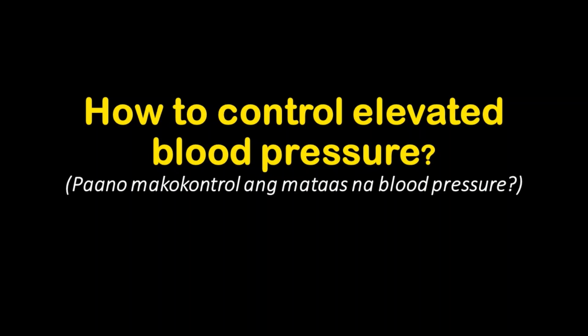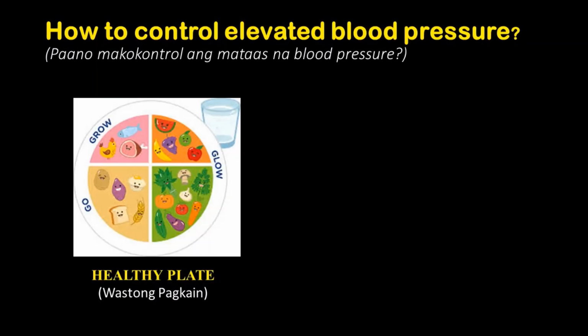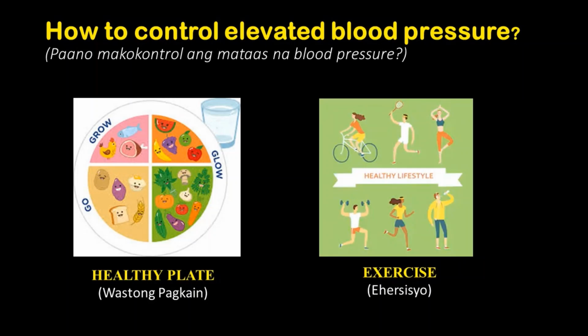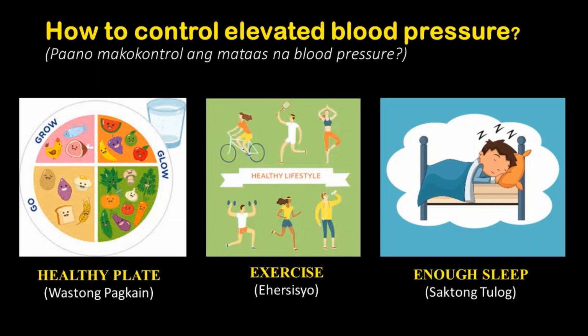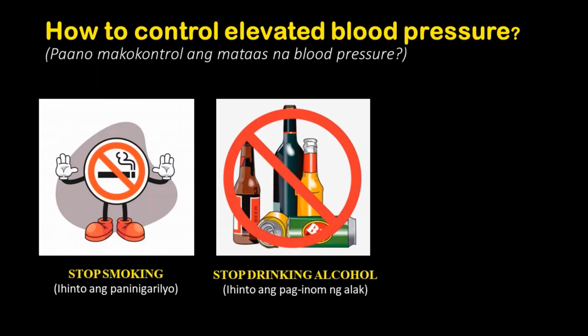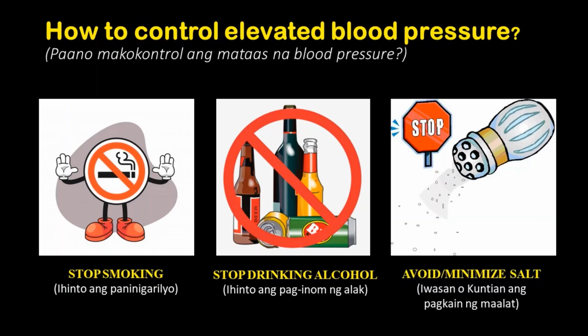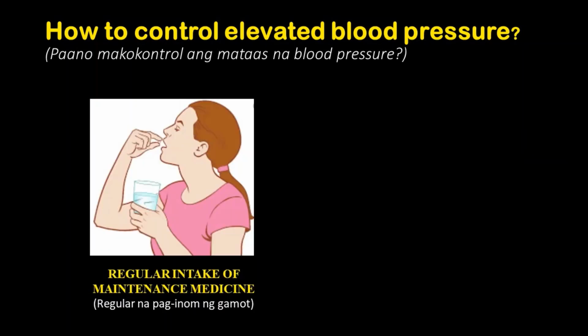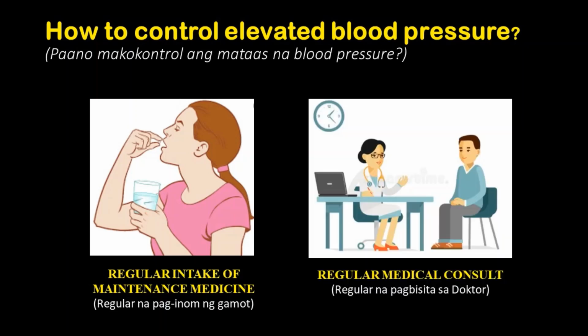First, you have to check your lifestyle, and these include a healthy meal, regular exercise of at least 10 minutes 3 times a day, or 30 minutes 4 times a week, having enough sleep, cessation of smoking, cessation or limitation of alcohol drinking, avoidance or limitation of salt intake, regular intake of maintenance medicine, and lastly, regular medical consultation.